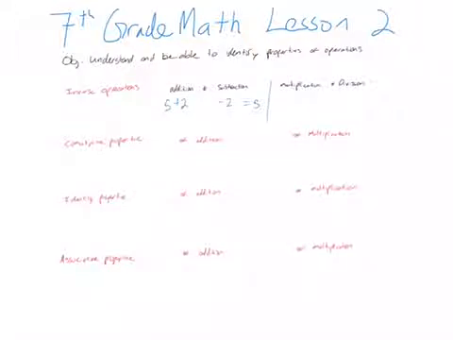Same thing with multiplication. If you did 5 times 2, that gives you 10, and then if you divide that by 2, it'd give you back 5. So multiplication and division are opposite operations, or what we call inverse operations.